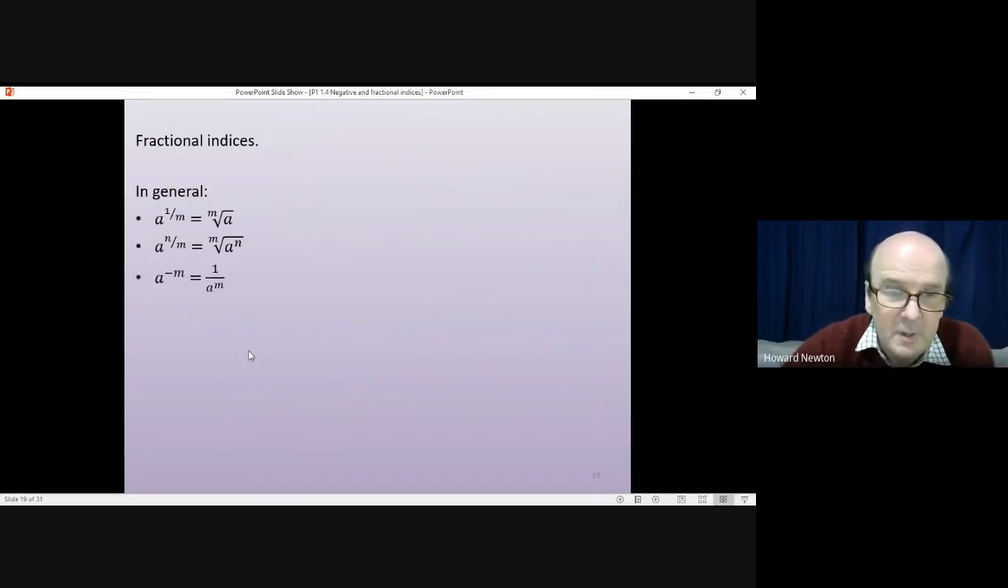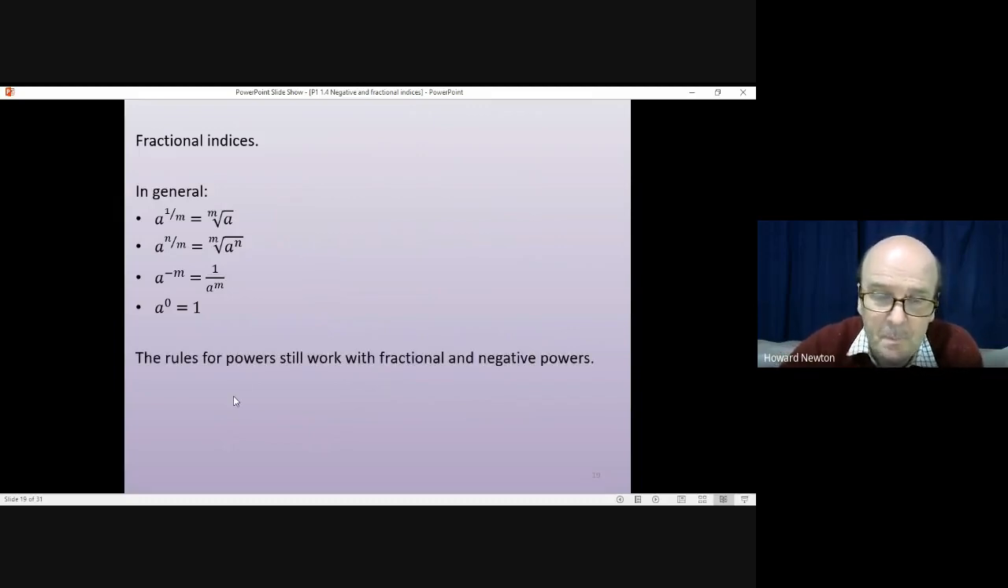The thing we started with, a to the power of minus m, the minus just means you've got to do the reciprocal, 1 divided by. So 1 divided by a to the power of m. Anything to the power of 0 is 1, which always feels surprising, but is true. The rules for powers, they still work with fractional and negative powers in exactly the same way.